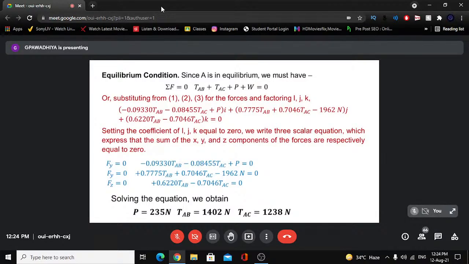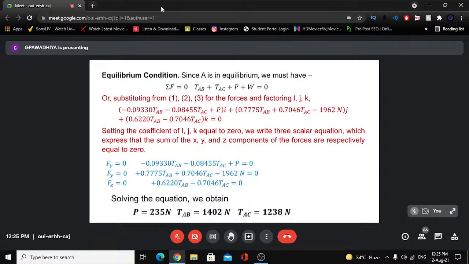So now we can substitute here TAB, which we have derived, and TAC, P and W, which we have obtained. Now you can rearrange the terms and club the scalar multipliers of i, j and k.